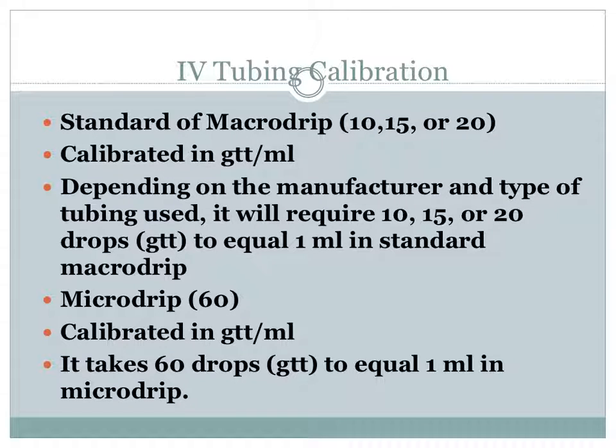When calibrating IV tubing, we will use a standard of a macro drip at either 10 drops, 15 drops, or 20 drops per milliliter. Again, that's calibrated in drops per milliliter. Depending on the manufacturer and type of tubing used, it will require 10, 15, or 20 drops to equal 1 milliliter in a standard macro drip set. Micro drip is 60 drops per milliliter, so it's calibrated as 60 drops to equal 1 milliliter in a micro drip.